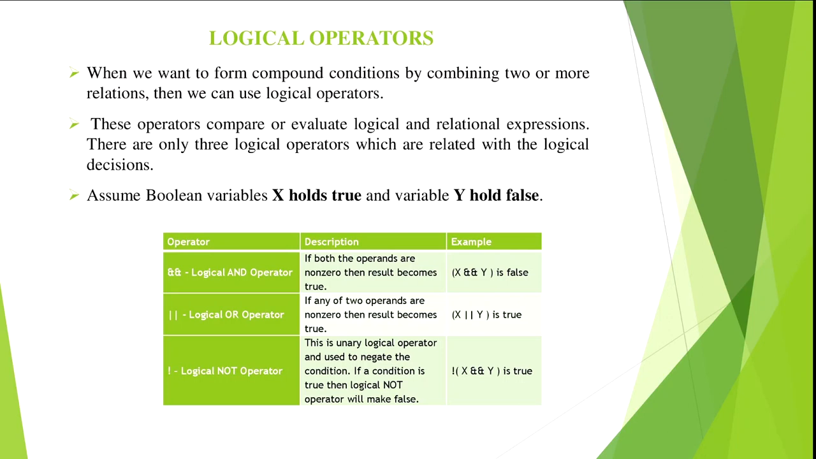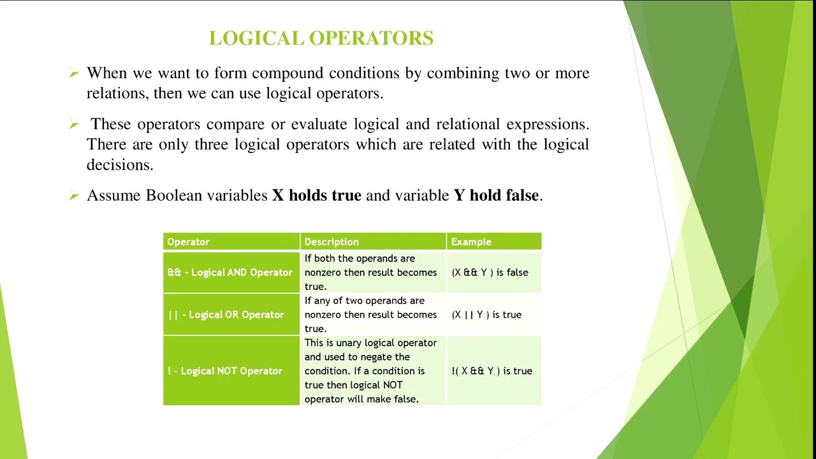In case of the logical NOT operator, it is just like a negation. This is also called a unary logical operator. Why is it called unary? Because it takes only one operand and is used to negate the condition. If the condition is true, then the logical NOT operator will make it false.